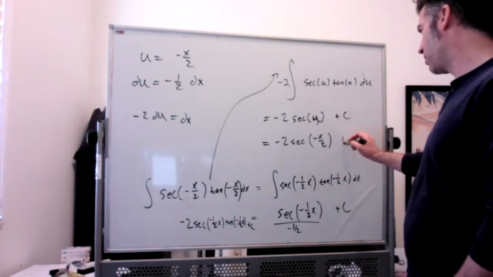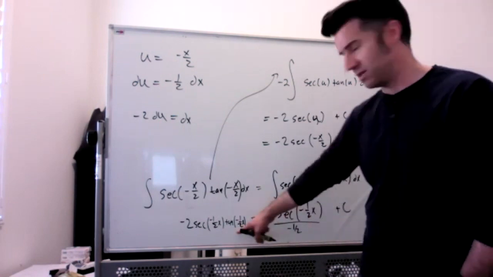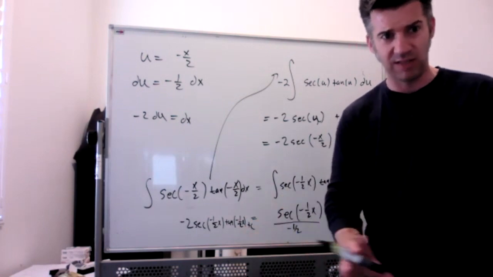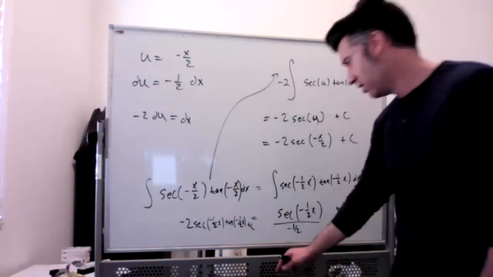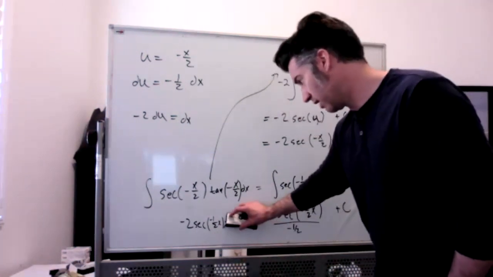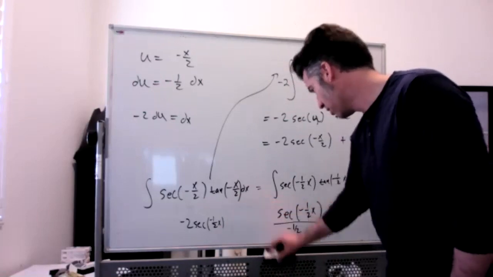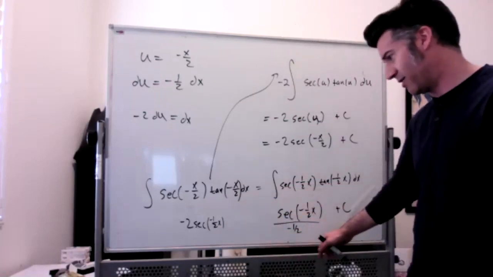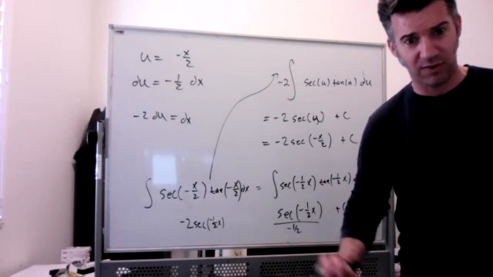Sorry, I totally made a mistake over here and wrote the tangent again. I apologize. Maybe that's why you guys were like, I don't know what he's talking about. Sorry about that. This should have just been -2 secant of -x/2. I definitely had that right here, and then I simplified it very poorly by throwing in an extra tangent.